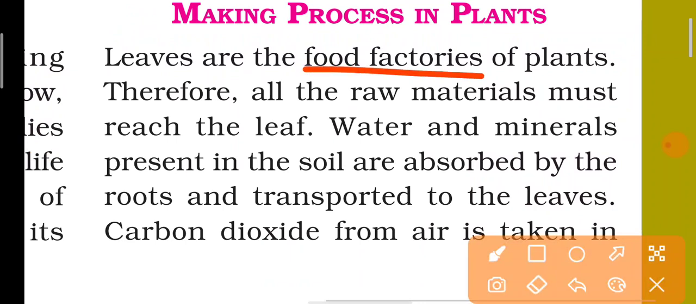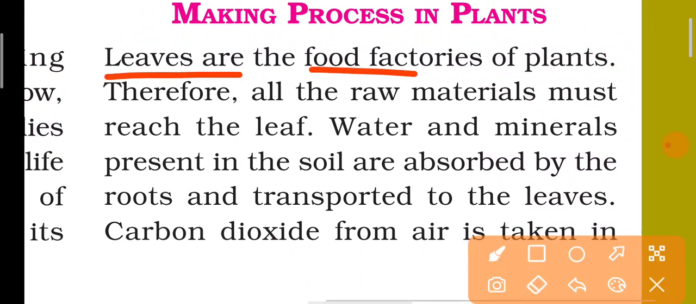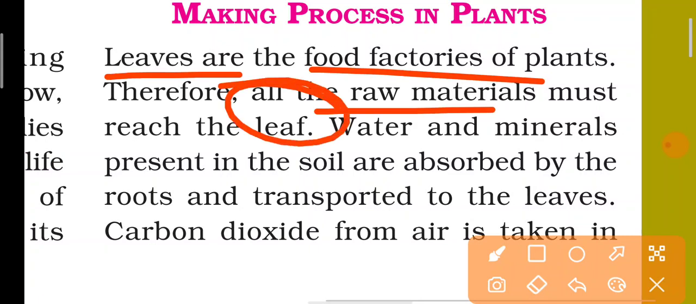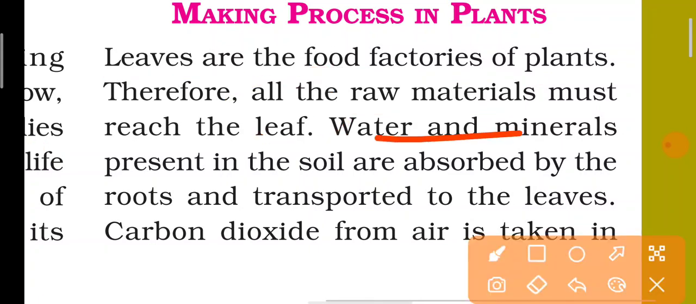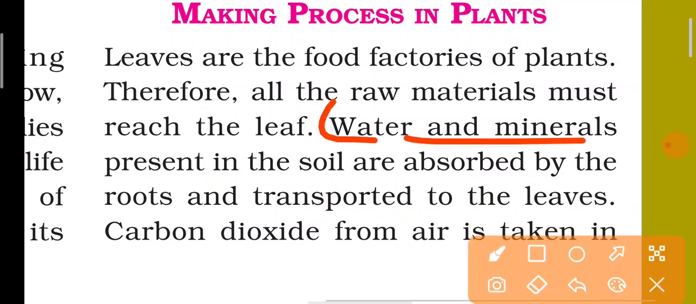Which are the food factories of plants? We got a question above. Leaves are the food factories of plants. Therefore all the raw materials must reach the leaf, right? The water and minerals present in the soil are absorbed by the roots and transported to the leaves through stems, okay? So water and minerals are very essential for the food making process in plants.